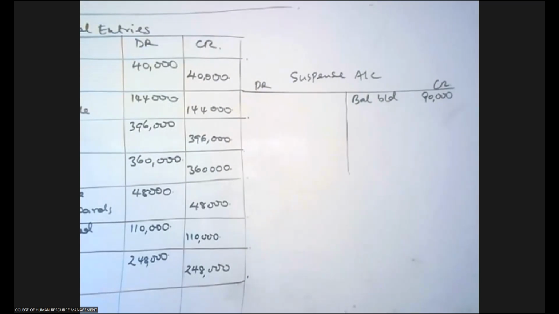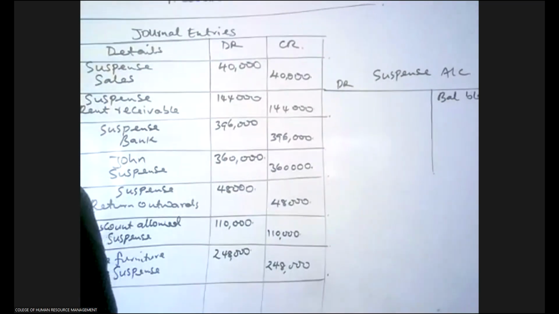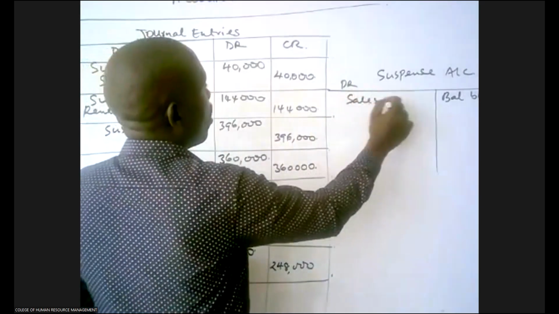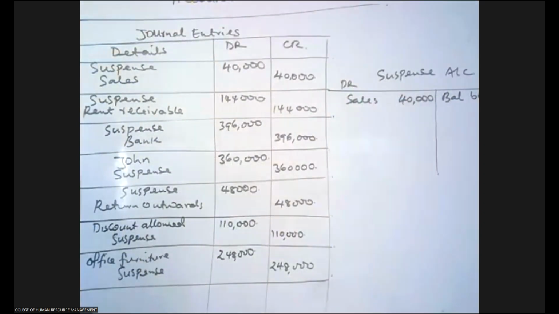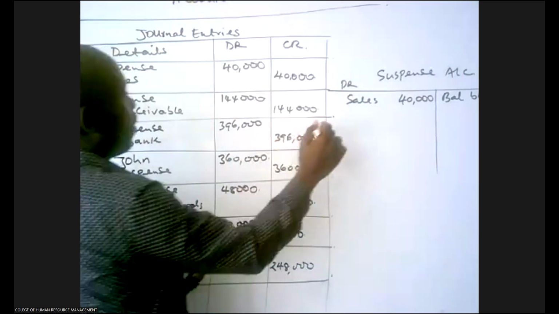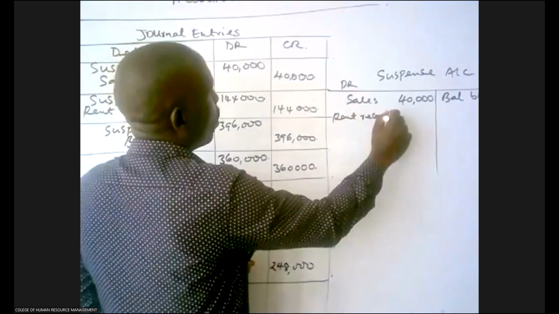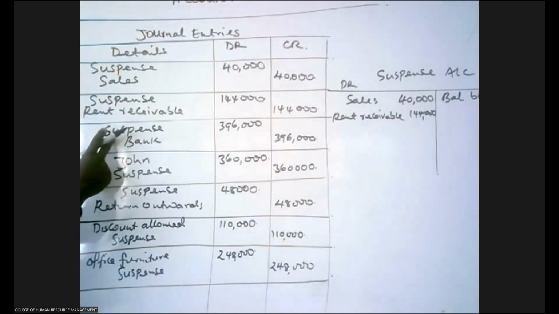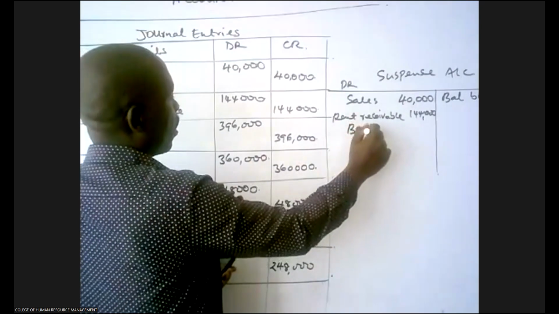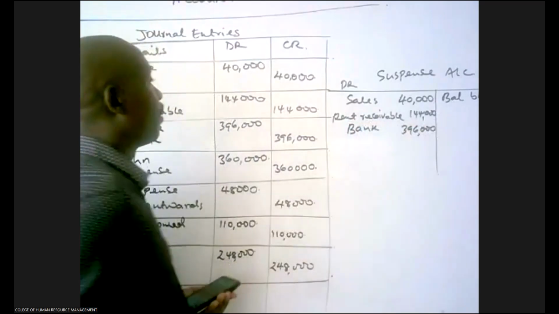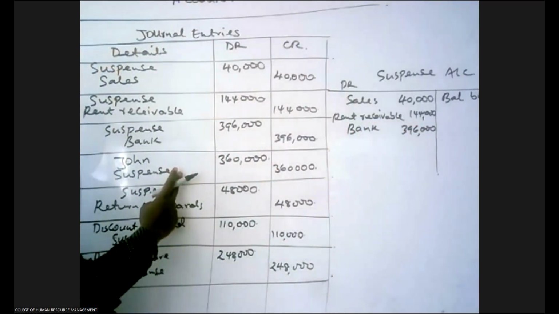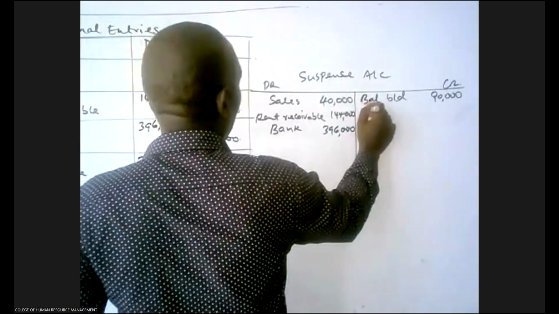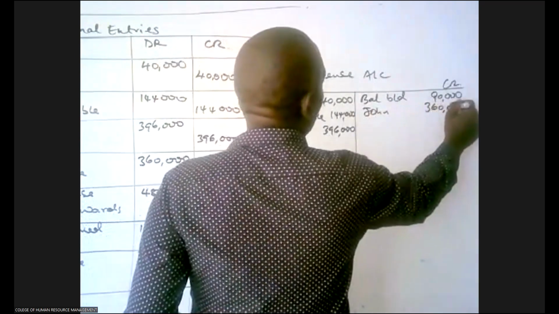Then you consider the journal entries transactions. The first one, suspense has been debited by 40,000. We use the name of the other account, sales, 40,000. The next one, suspense has been debited, the other account is rent receivable, 144,000. Then suspense debited, the other account is bank, 396,000. The next, suspense has been credited by 360,000, so we go to the credit side. The other account is John, 360,000.